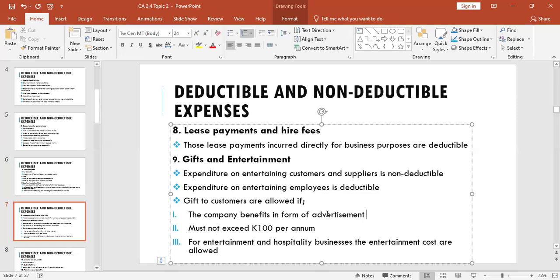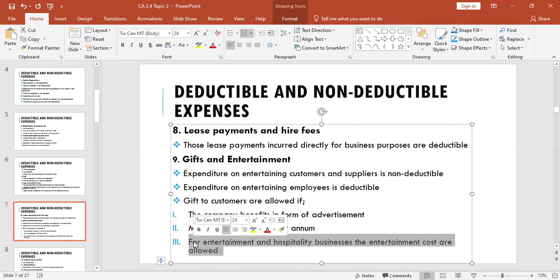Then gifts which are not related to advertisement, just gifts, must not exceed 100 kwacha per annum. In practical terms, it doesn't really make much sense, because maybe you give one customer goods worth 100 kwacha, but it depends on the company that you're running, because sometimes you can give customers goods that are worth more. But ZRA says these goods must not exceed 100 kwacha per annum, and they're going to be allowed for tax purposes.